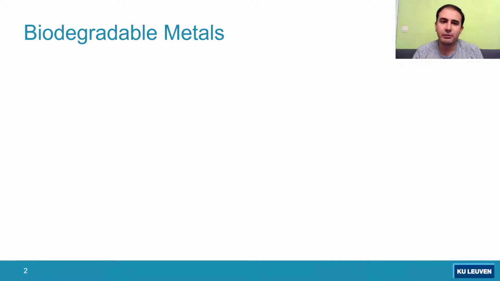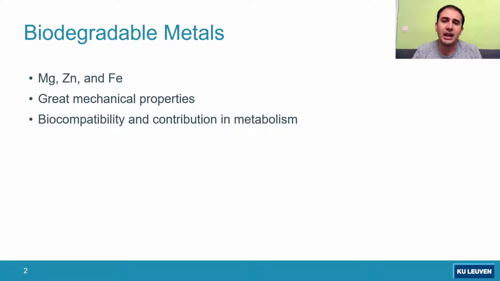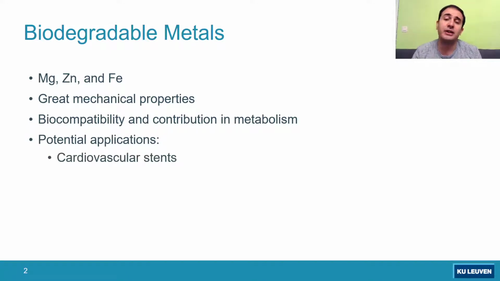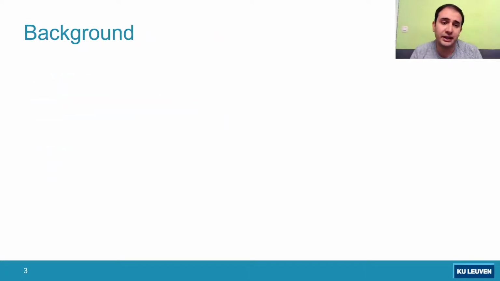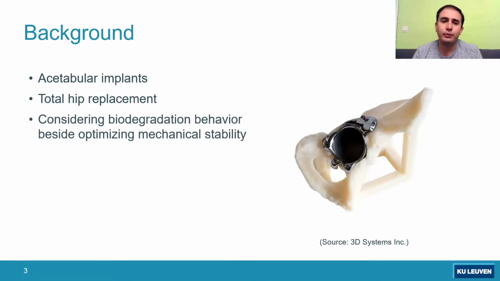Talking about biodegradable metals, we're usually referring to magnesium, zinc, and iron. They have great mechanical properties while showing a high level of biocompatibility and positive contribution to the metabolism of the human body. Potential applications of biodegradable metals are cardiovascular stents and orthopedic implants. The main focus of the project is on the latter, acetabular implants for total hip replacements, in which we try to consider biodegradation behavior besides optimizing mechanical stability of personalized printed implants.